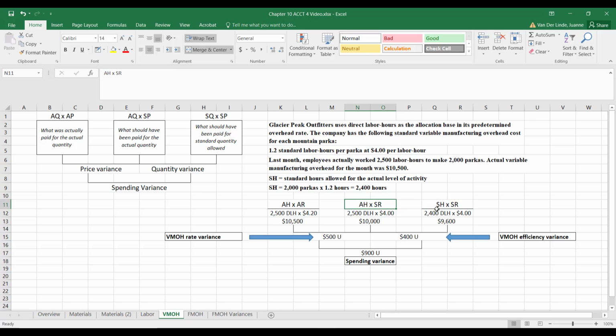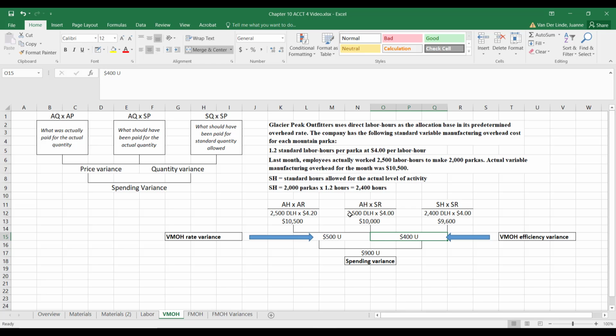We're focused on the difference in hours used. So we actually used 2,500 hours. We're going to multiply that by the standard rate of $4 to get $10,000. We're going to compare that to the 2,400 hours we should have used times that standard rate of $4 per hour. So if we look at the actual hours times standard rate, we get $10,000. And when we take the standard hours times the standard rate, we get $9,600. So there's a variance here of $400, but it's unfavorable.